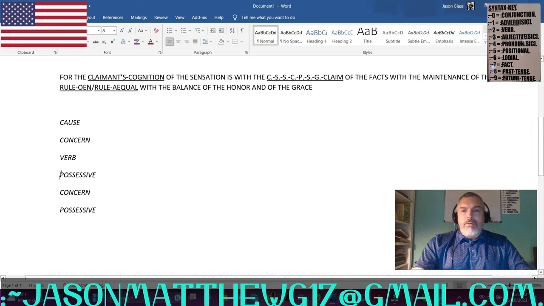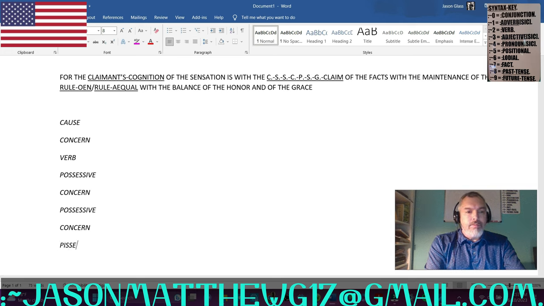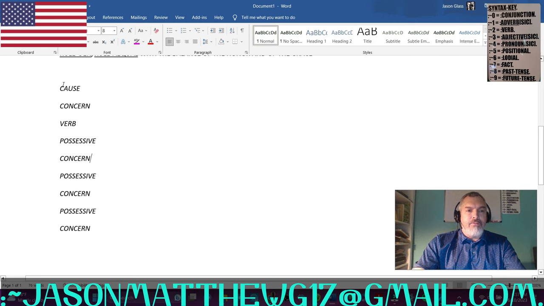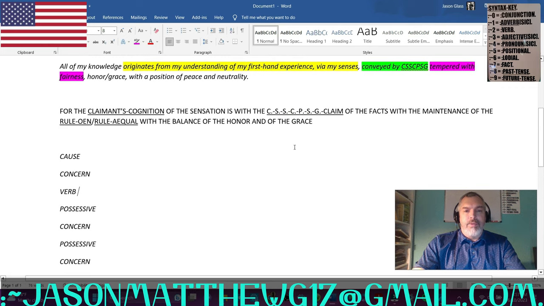So we have with the claim, correct sentence structure claim of the facts, with the maintenance of the rule one, rule equal, with the balance of the honor and the grace. That's where we are. This is how far we are in the graph here. Cause, concern, verb, possessive, concern, possessive, concern, possessive, concern. But we still have more to go. We've taken care of this honor and grace bit.